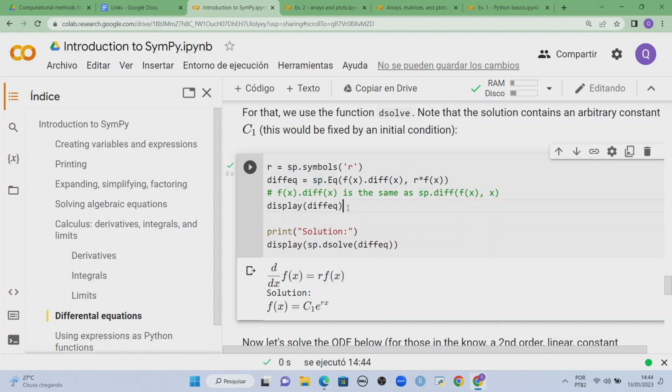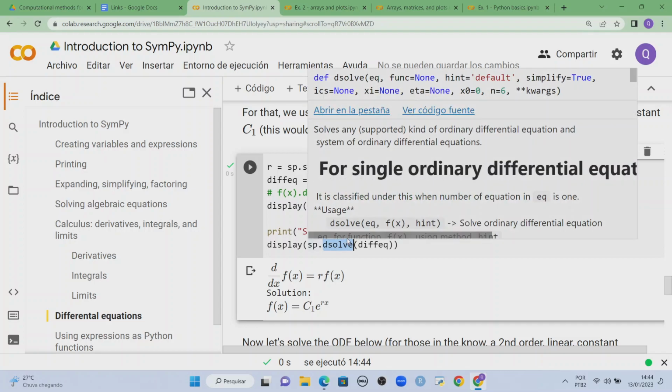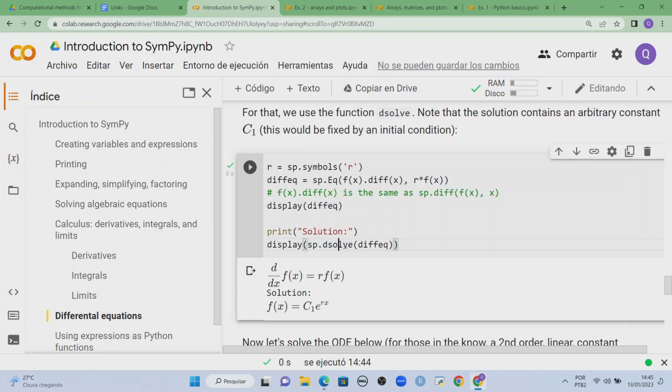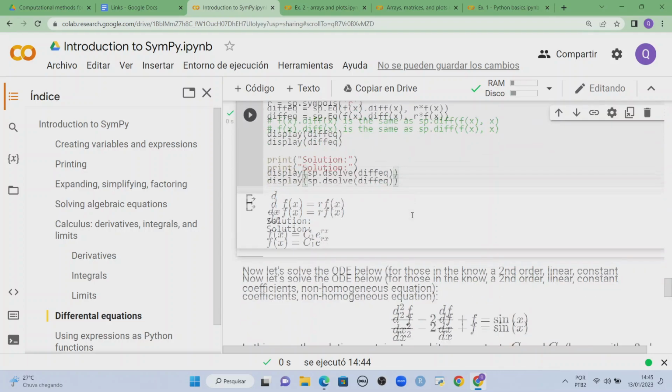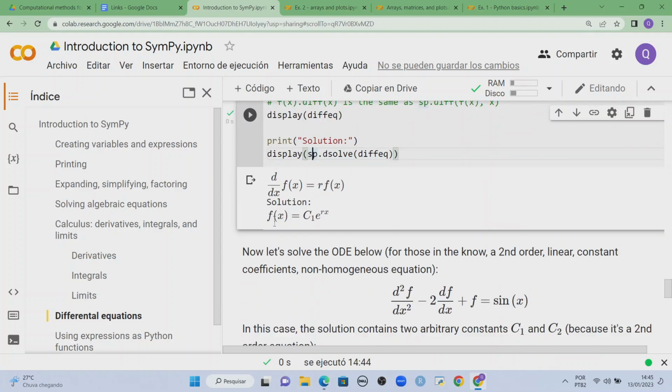And how do I solve this now, okay? I told you about this function called dsolve, okay? dsolve is for solving differential equations, usually ordinary differential equations, ODEs, okay? And I just call this for now with the expression, and then it will give us back the solution. It returns another equality. What is the equality? f of x equals C1 times the exponential of r times x, okay?